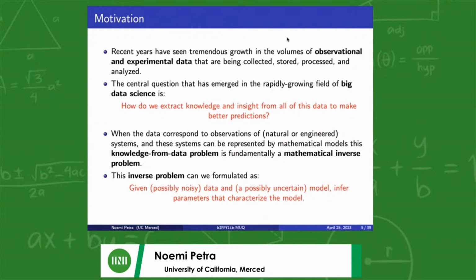As you know, when the data corresponds to observations of natural or engineered systems, and these systems can be represented by models, this knowledge-from-data problem is fundamentally a mathematical inverse problem. And the way we formulate these problems is as follows. Given some possibly noisy data and a possibly uncertain model, our goal is to infer parameters that characterize the model.